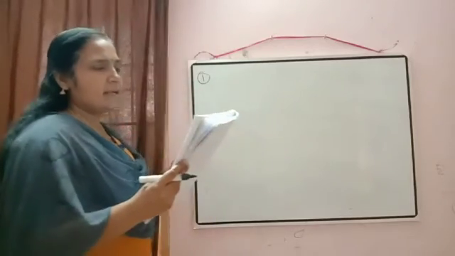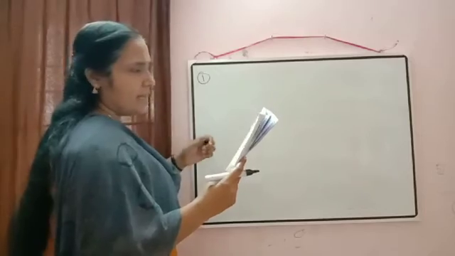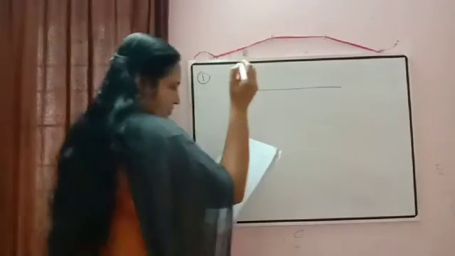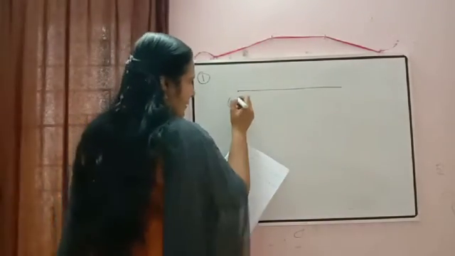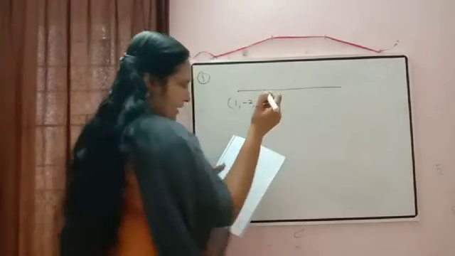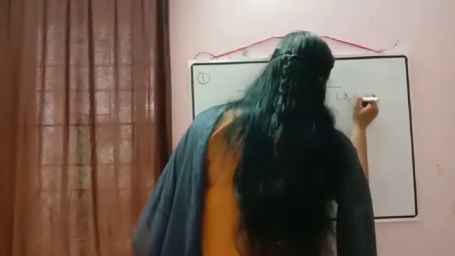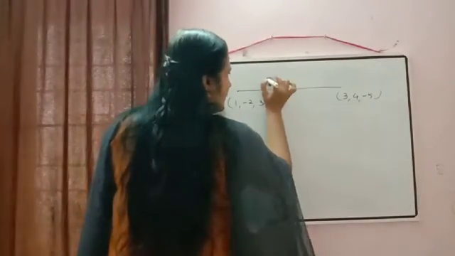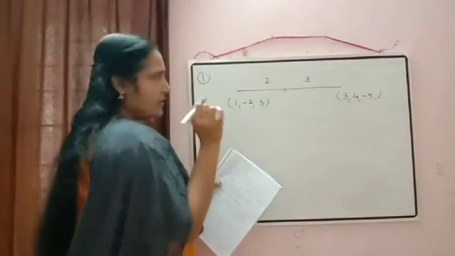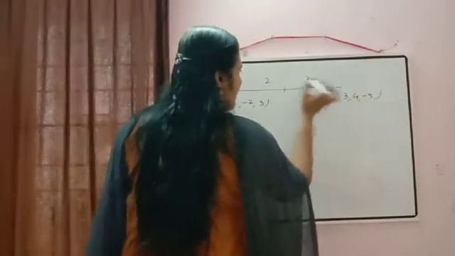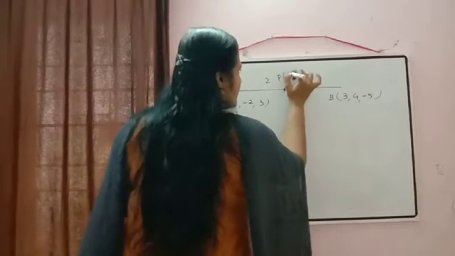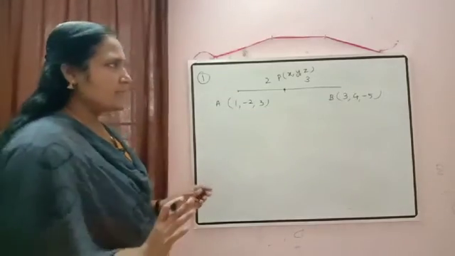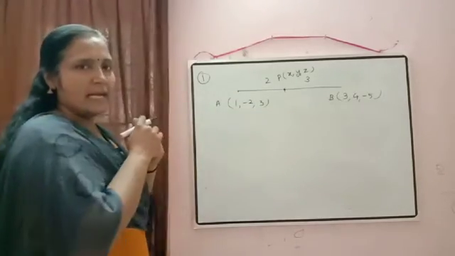It is written: find the coordinates of the point which divides the line segment joining the points (1, -2, 3) and (3, 4, -5) in the ratio 2:3. So here we can take these points as A, B, and we have to find the coordinate of this point, which I have taken as P (x, y, z). In this way, by reading the question, first we can draw the diagram.